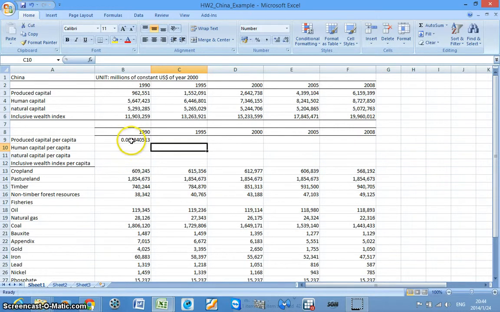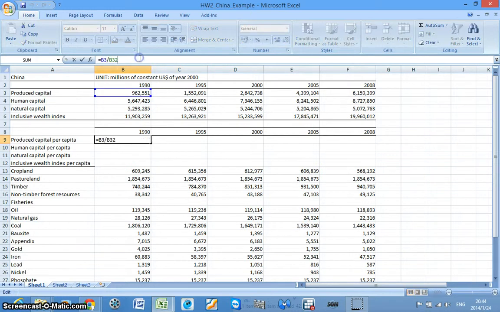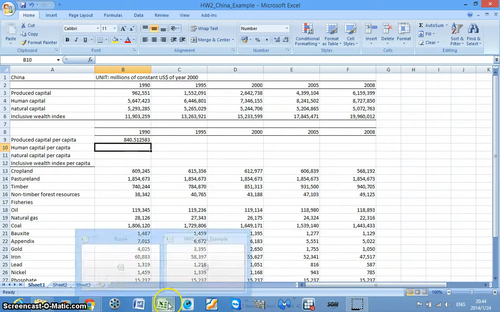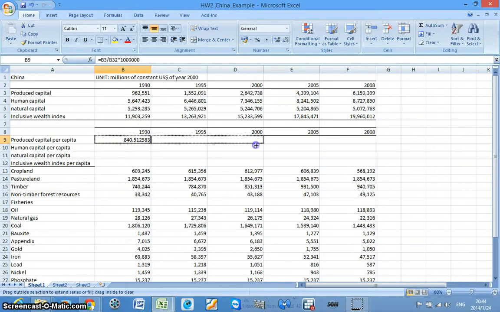So it is hard to interpret. You may want to change that to dollar value, which you can do by multiplying a million back. So now you have a better idea. In 1990, the produced capital per capita for China is $840. You can apply the same formula through, which will give you the idea that there is a huge increase over the last 20 years for China's produced capital, which corresponds to the GDP.